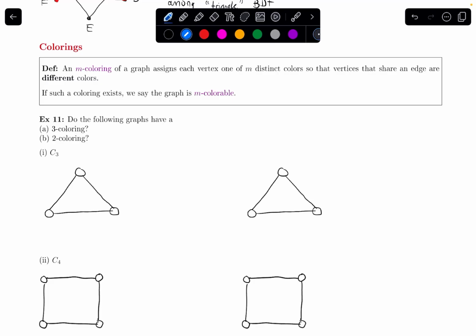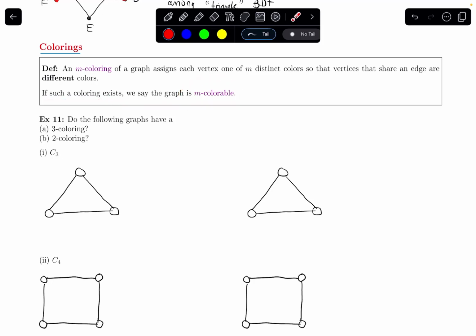In this video, we are going to talk about graph colorings. Okay, so an M coloring of a graph assigns each vertex one of M distinct colors. So we are coloring each vertex some color, and in an M coloring, we can use M distinct colors. So when we do that, vertices that share an edge have to be different colors. Okay, so if such a coloring exists, then we say the graph is M colorable.